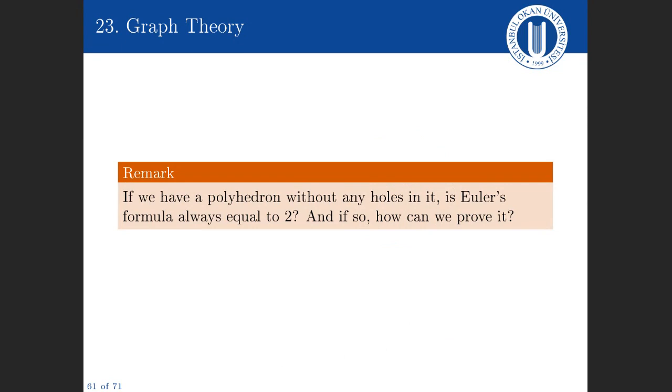If we have a polyhedron like this, which doesn't have any holes in it, is Euler's formula always equal to 2? And if the answer is yes, how can we prove that it's always equal to 2?